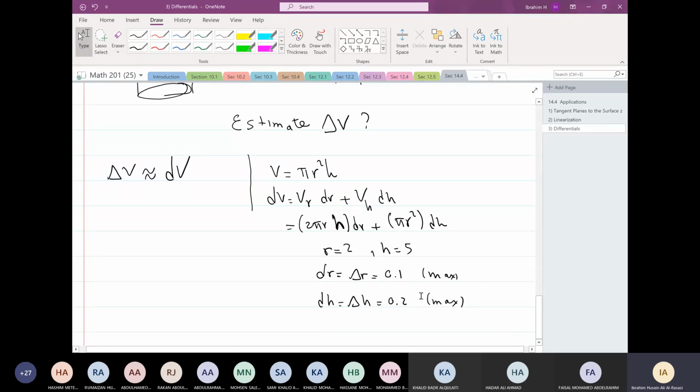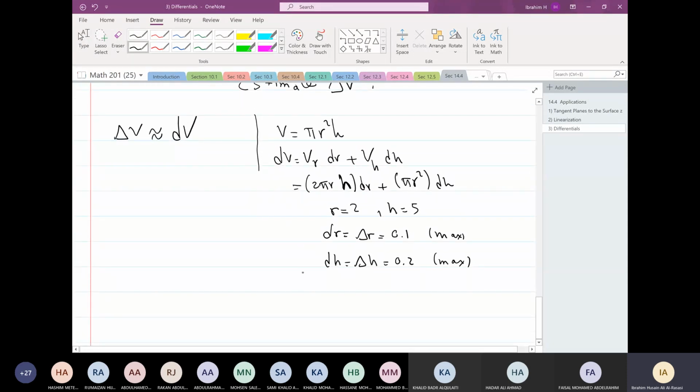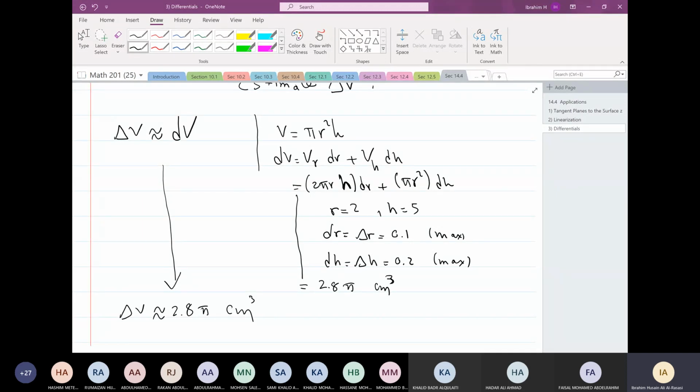I have everything now. Just go and substitute. When you substitute and simplify, you get 2.8 pi centimeter cube. So the approximation delta V is approximately equal to 2.8 pi centimeter cube. This is the solution. So it is really similar to the previous example.